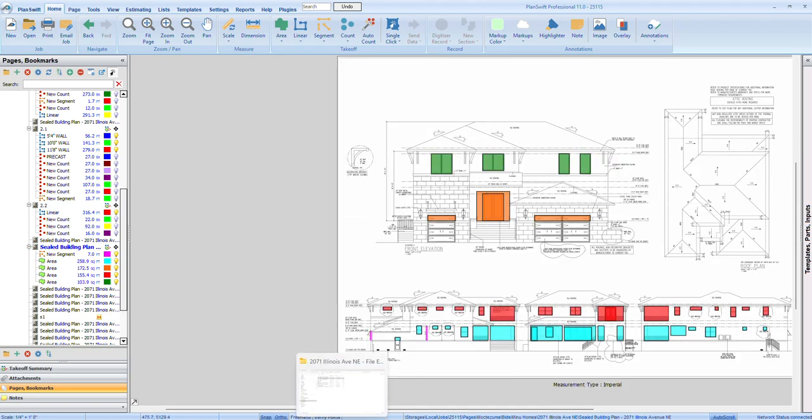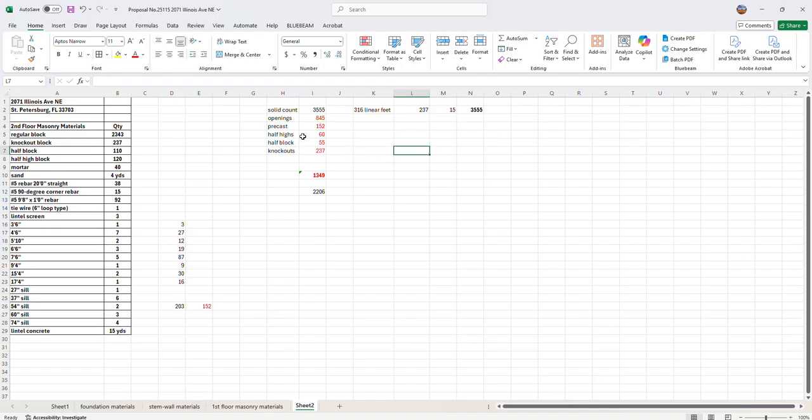So that's how I got my half highs. And again, there's 120, but I only deducted 60 on my subtraction because obviously they're half of a block. You can't count. My half highs are over here. I'm going to order 120 for them. And then half blocks, same thing.